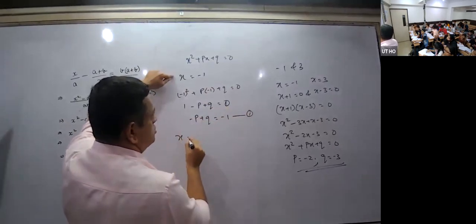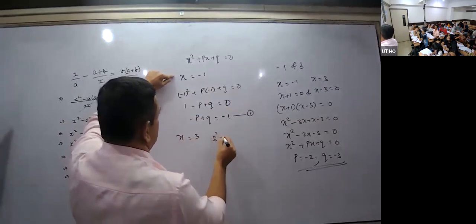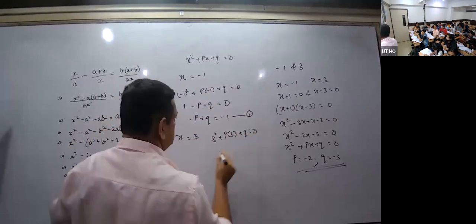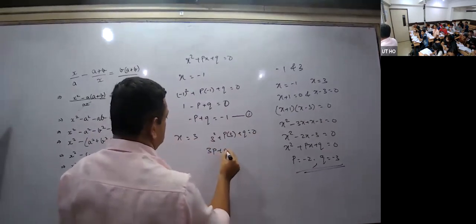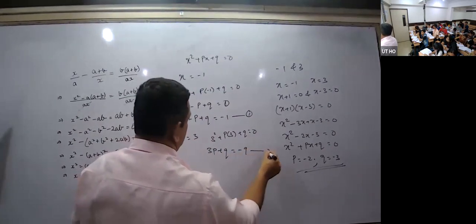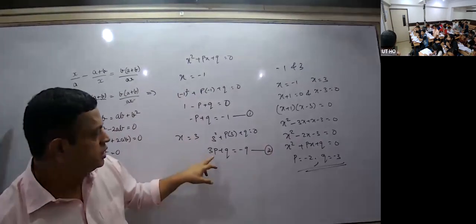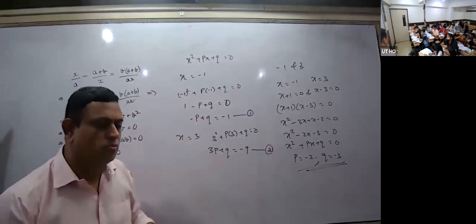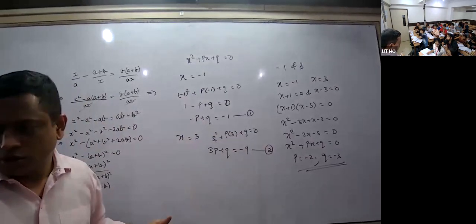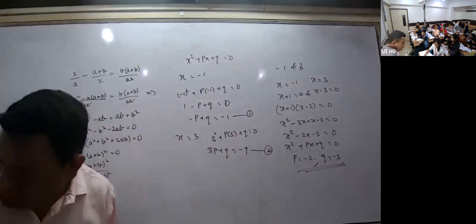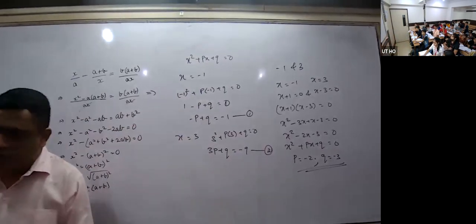In the same way, x equal to second is 3. That is 3 square plus p times 3. Solve these two equations simultaneously. Subtract: 4p is equal to minus 8. p equal to minus 2. Whichever one, both are easy. If you feel it is difficult, take the easy one.